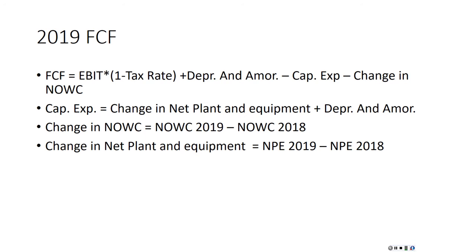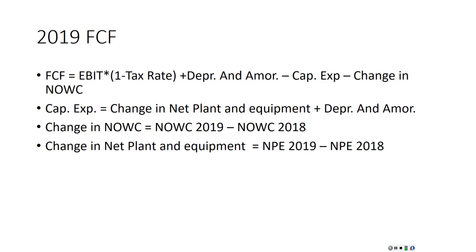Free cash flow, as defined in our text and in our presentations, is earnings before interest and taxes times 1 minus the tax rate plus depreciation and amortization minus capital expenditures minus the change in net operating working capital. Capital expenditures is determined as the change in net plant and equipment plus depreciation and amortization. And the change in net operating working capital will be equal to net operating working capital in the present year of 2019 minus the net operating working capital in 2018.